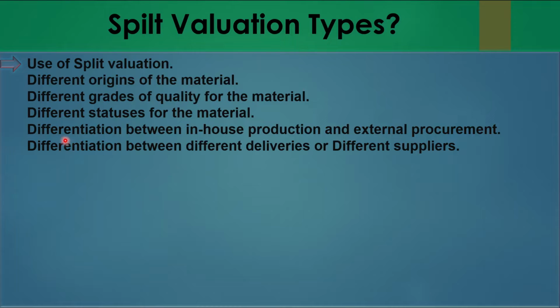Then majorly this valuation is used for in-house production and external production. There might be a material which in your own company you produce, but you are not able to produce enough quantity, so you might procure the same material from an external supplier or vendor. In that case you can use this. Definitely in-house cost will be less and external will be more. Then differentiation between different deliveries or different suppliers is another case.